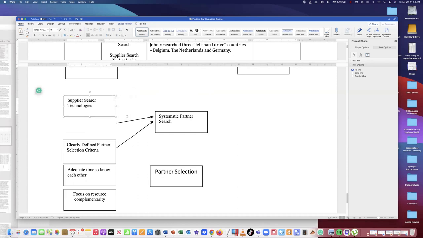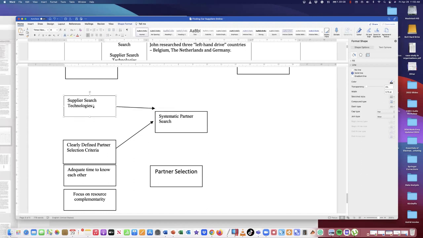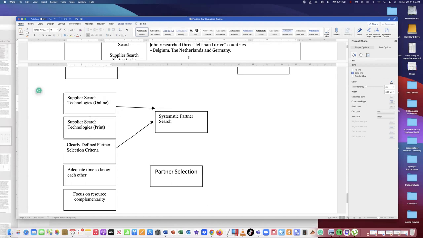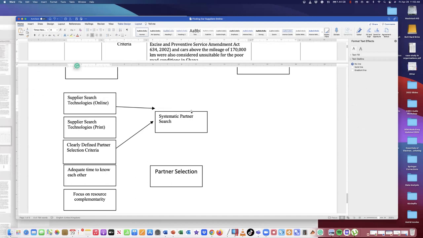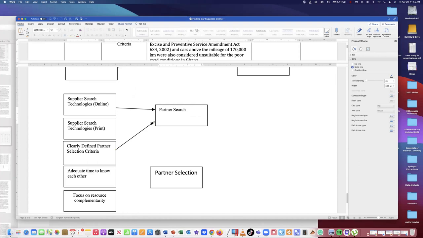And then this other one is about what? Supply search tools. We saw only this one, the search tools. And the search tools, we saw two types, online and offline. Online, do you remember Auto Trade magazines? Yes, please. Online and then print. He didn't say whether he read them online or in print. Okay. So we saw partner search. Yes.